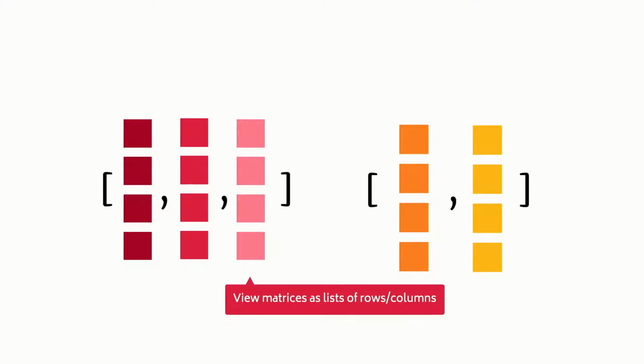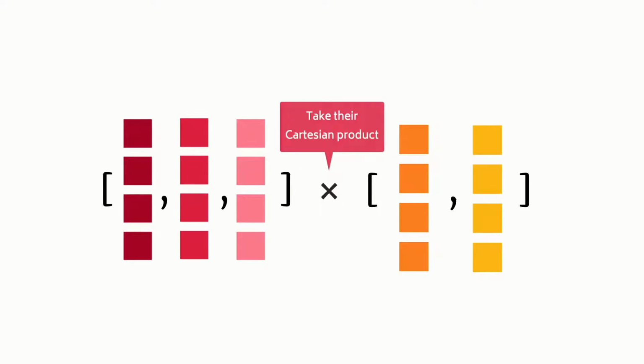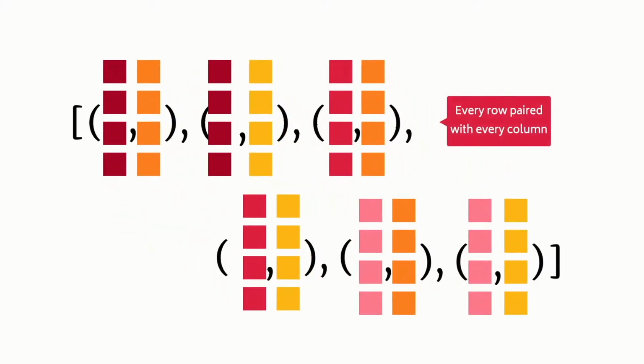So we'll step through it visually. The first thing that we do, so we have A on the left here, we have B on the right, both matrices, two-dimensional tensors. We're going to view matrix A as a list of its rows. We're going to view matrix B as a list of its columns. Then we're going to take the Cartesian product of the rows of A with the columns of B. And if you haven't heard of Cartesian product before, it's just an operator over two lists. It basically gives you every item from list A paired with every item from list B. So the result of the Cartesian product is every row from A paired with every column from B.